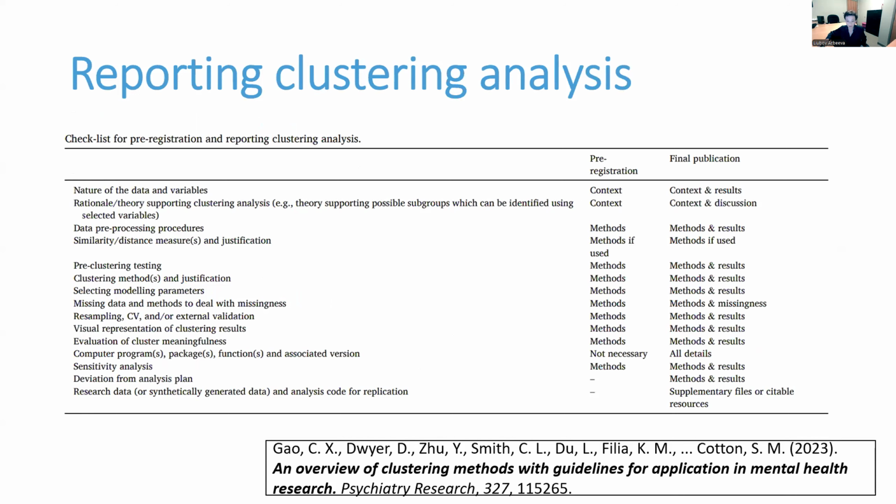As always, results from biclustering, and from all clustering, should be reported with sufficient detail, including the nature of the data, theory supporting possible subgroups, detailed analysis procedures, and so on. So here's the checklist from a key reference paper that you can use for your manuscript, and it is very useful, not only for people who publish papers, but for the reviewers as well.